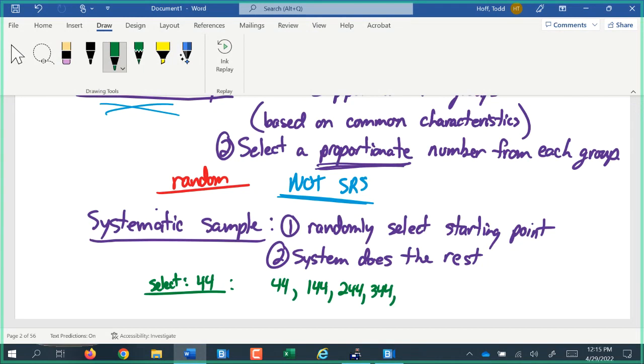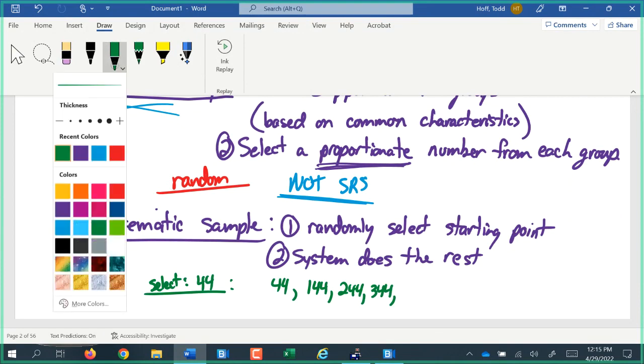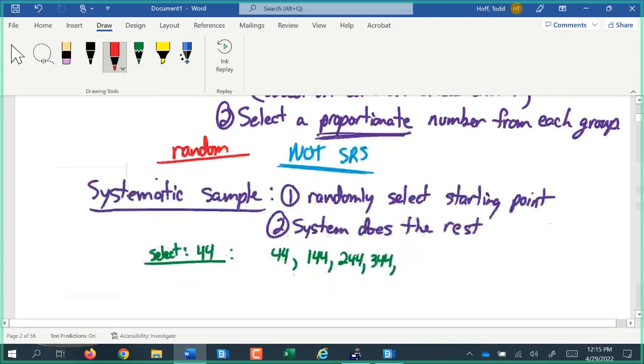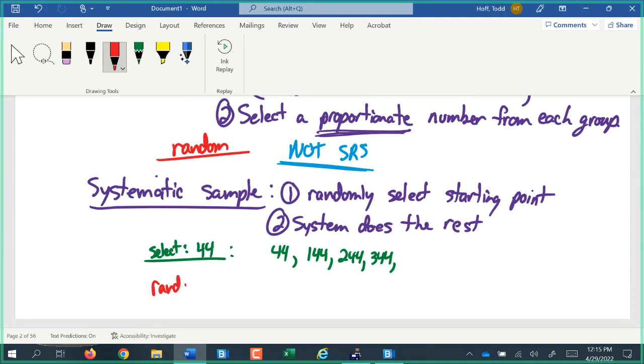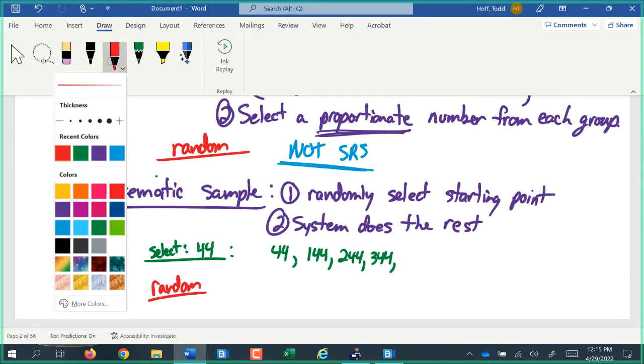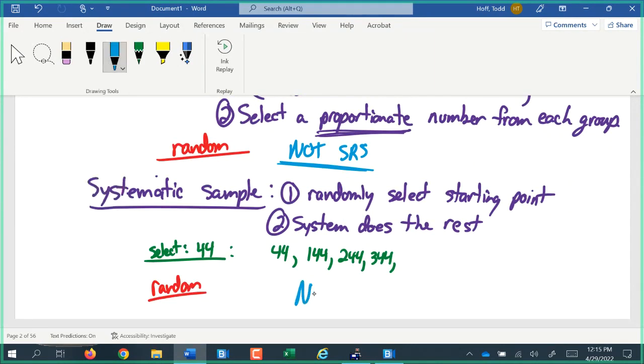but it also spreads them out throughout the day, so I'm consistently testing to make sure that no temperature variation or none of the fixtures get bumped and moved so that something's not being done right. It is random because every part has a 1 in 100 chance of being selected. However, it is not simple random because it's not possible to select 2 parts in a row.